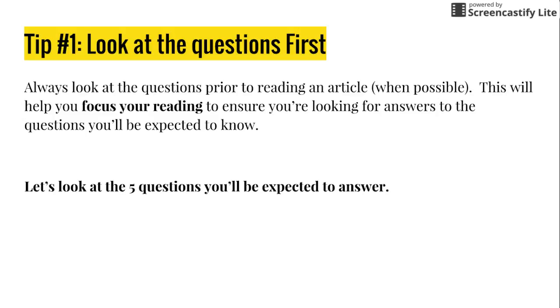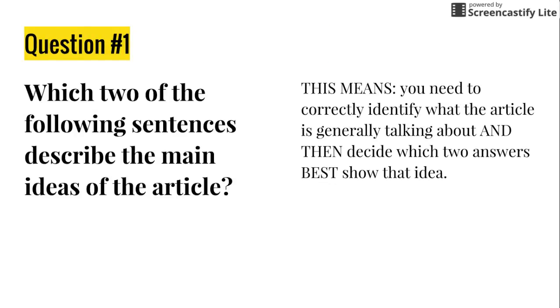So I've provided the 5 questions that you're going to be expected to answer, and I'm going to provide an explanation of what each question is asking you to do. The first multiple choice question is, which 2 of the following sentences describe the main idea of the article? The main idea is what the entire article is about. So you need to go through the 4 sentences that they provide you and select the best option.